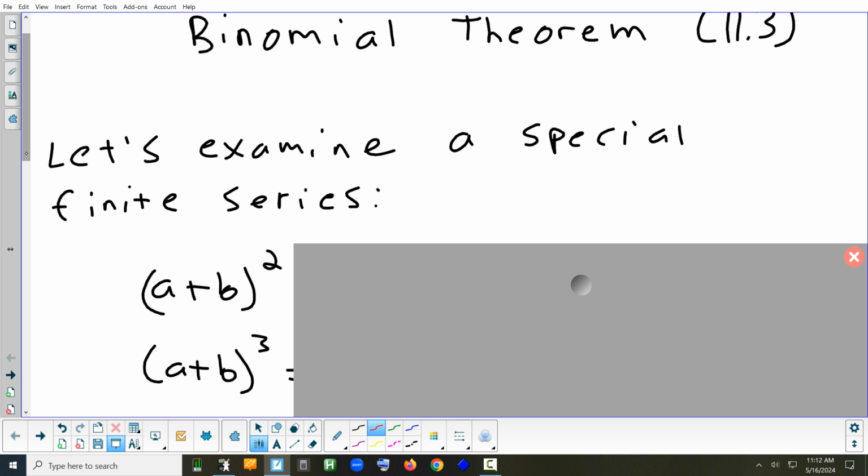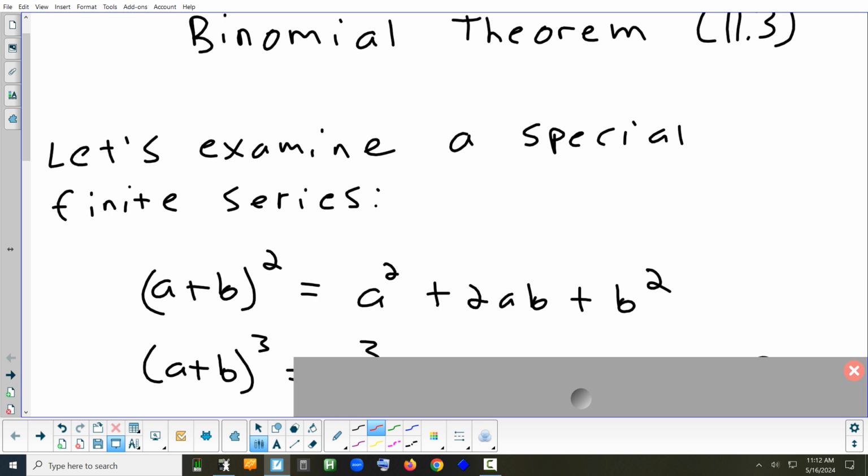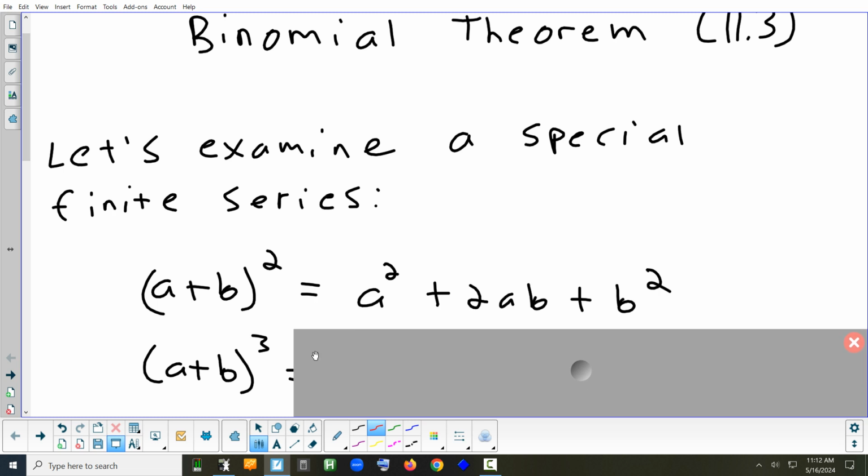The whole thing. Yeah? A squared plus 2ab plus b squared? Perfect. A squared plus 2ab plus b squared. And that is a series. It's a sum. It's a summation. It's a finite summation. It's only 3 terms added together.